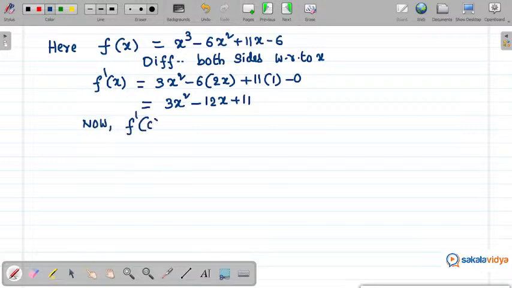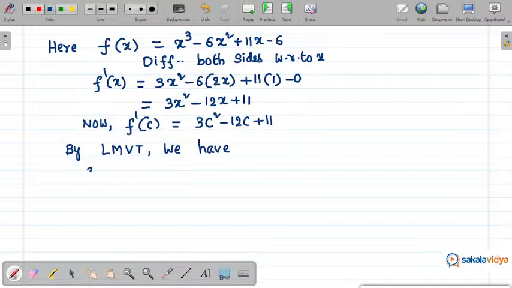In the place of x, write down c. So that is 3c square minus 12c plus 11. That means indirectly we get a polynomial in terms of c. So by Lagrange's mean value theorem, we have f dash c is equal to f of b minus f of a divided by b minus a.